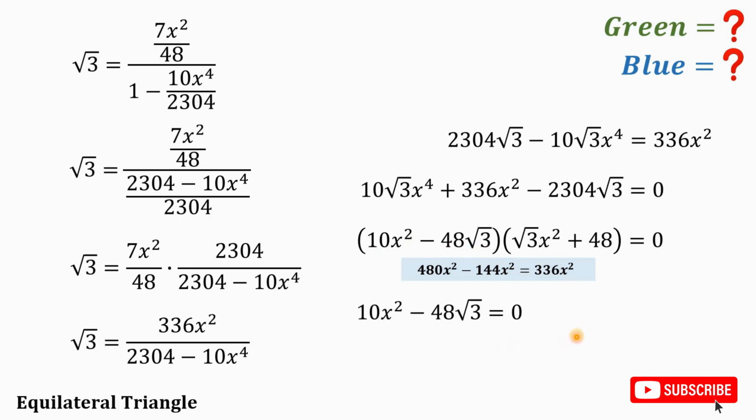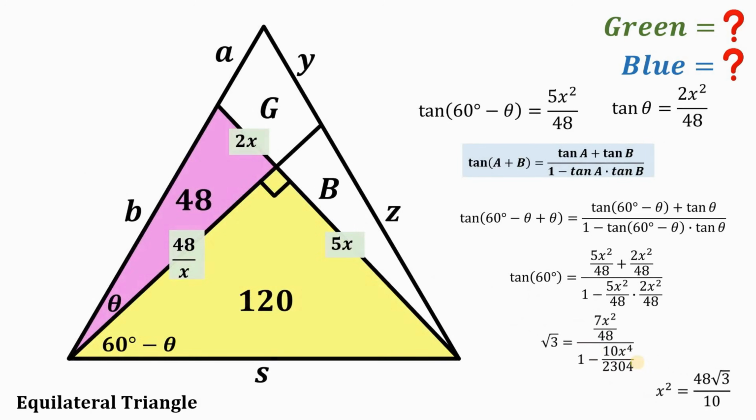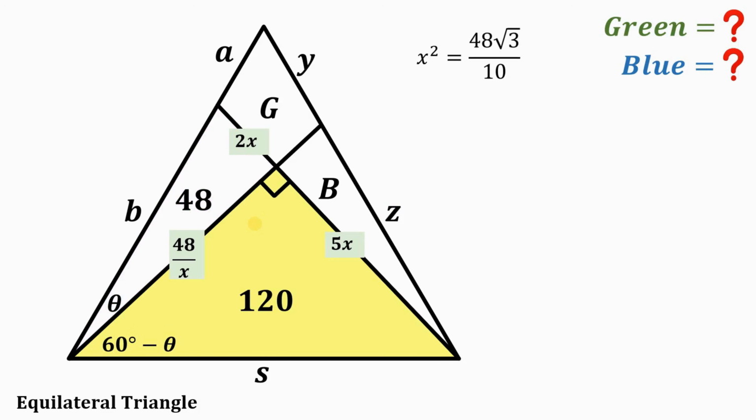Solving for the value of x squared, we get that x squared equals 48 times square root of 3 all over 10. Now, we will use this result and let's focus on this yellow right triangle. Because using Pythagorean theorem in this right triangle, we get that s squared equals (5x) raised to the power of 2 plus (48 over x) raised to the power of 2.